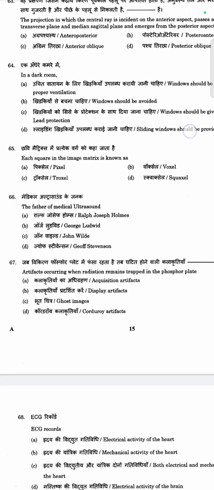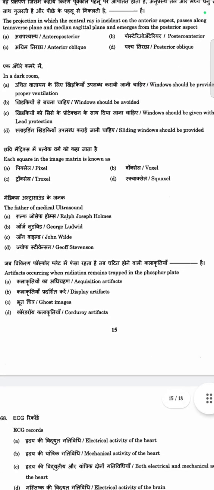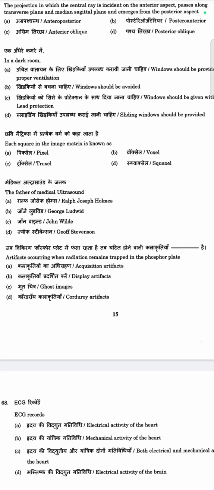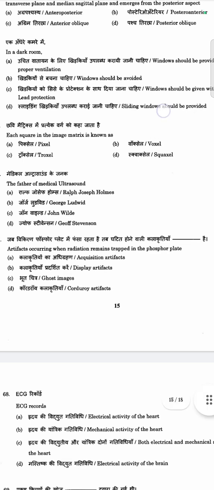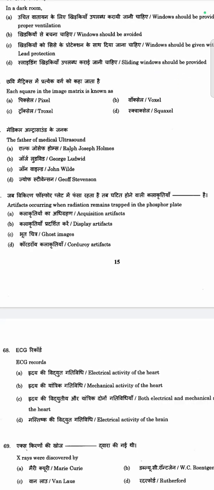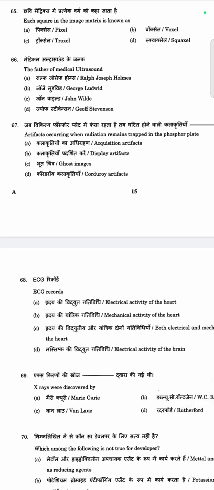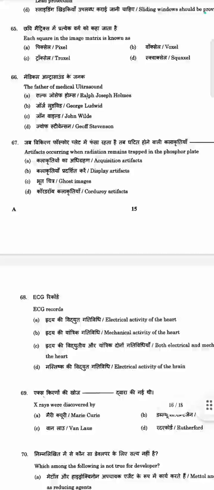Dark room window should be provided for proper... Window should be avoided. So the correct answer is that a window should be avoided in the dark room. Okay. Each square in an image matrix is also known as a pixel, and in 3D it is a voxel. Father of medical ultrasound is... they are the most confusing question, with options John Fields, Georg Ludwig, Ralph Joseph Holmes, Joseph Steinmetz, but the answer is option B.